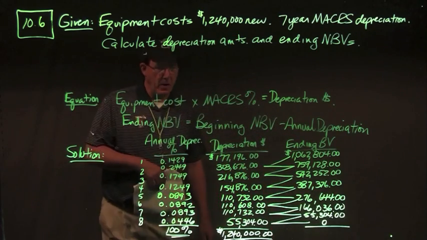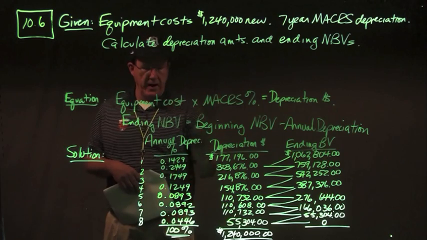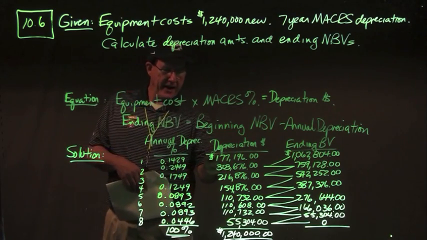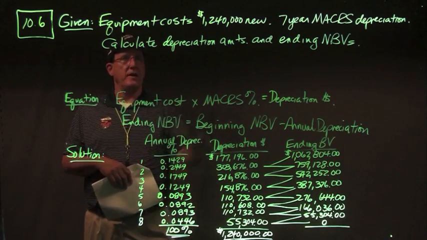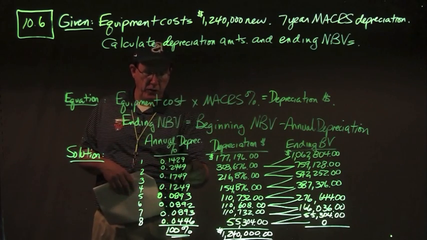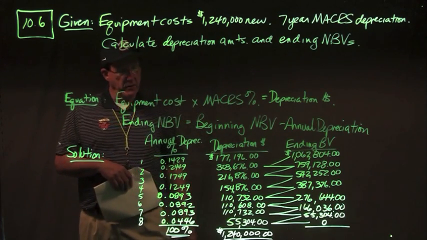So solve this problem. I take the cost of the equipment times 0.1429, and I get 177,196. I take the cost of the equipment times 0.2449, and I get 303,676.